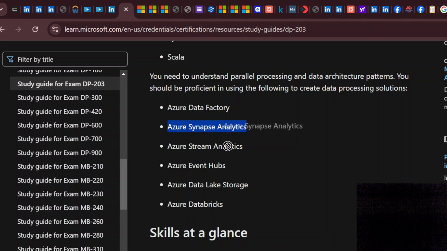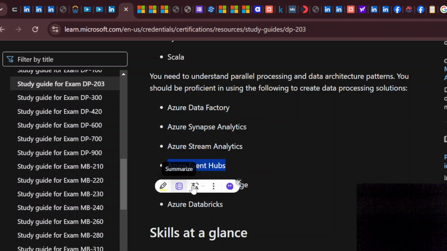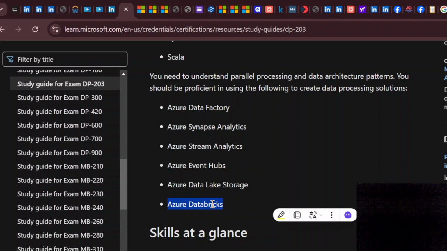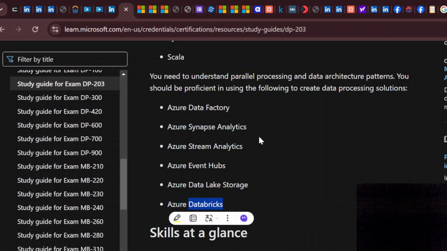Synapse Analytics, Azure Stream Analytics, Azure Event Hubs, Azure Data Lake Storage, Azure Databricks. Azure Databricks is a separate entire world on its own, and you can do some certifications around it to understand the entire concepts. You have free certifications also. Azure Synapse Analytics, Data Factory, Stream Analytics, Event Hubs, Data Lake, all these go hand in hand. Databricks is a third party platform that is integrated to process big data, and it is integrated with PySpark with Python and Spark.